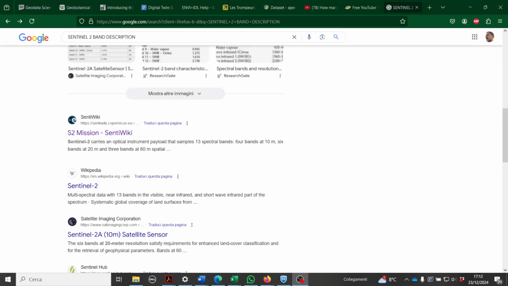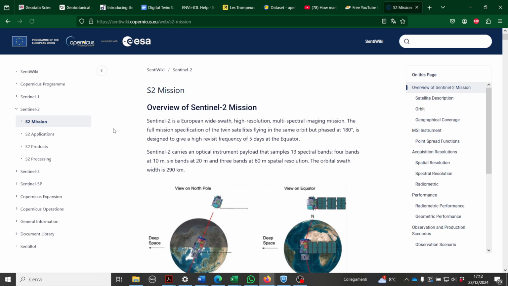Here we are. We are starting with the description of the Sentinel-2 data. In order to proceed with this description, I've opened the web browser in which you see I search for this S2 mission, which stands for Sentinel-2 mission, in Sentinel Wiki. This is the way in which you can get all the information concerning the Sentinel constellation description. So let's go to this Sentinel wiki, okay?